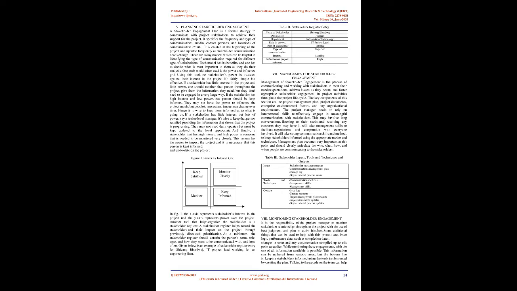Another tool that helps organize the stakeholders is a stakeholder register. A stakeholder register helps record the stakeholders and their impact on the project through previously discussed prioritization. At a minimum, the stakeholder register should contain the person's name, role, type, and how they want to be communicated with, and how often. Given below is an example of a stakeholder register entry for Shivang Bardwa, IT project lead working for an engineering firm. Table 2.